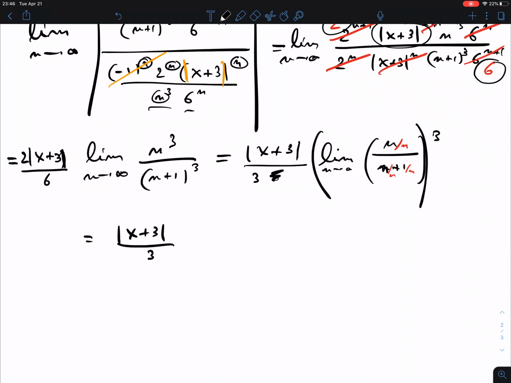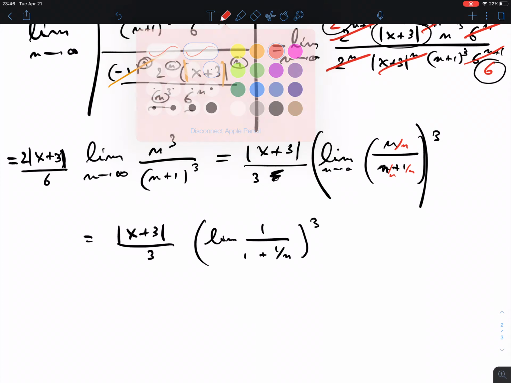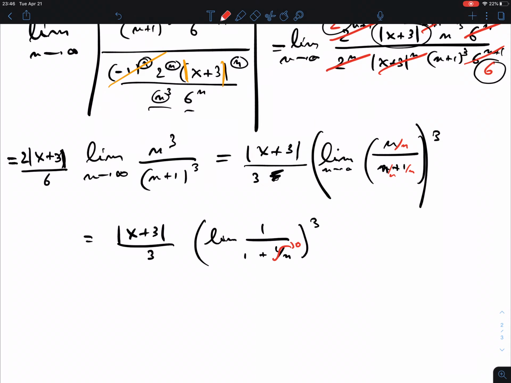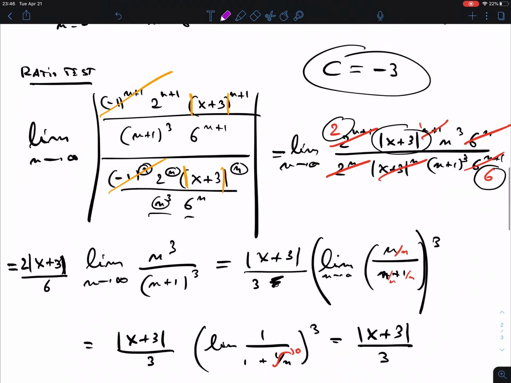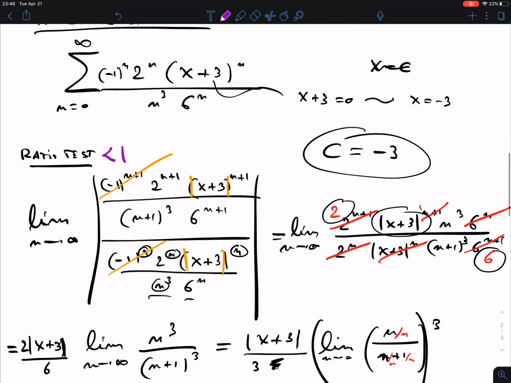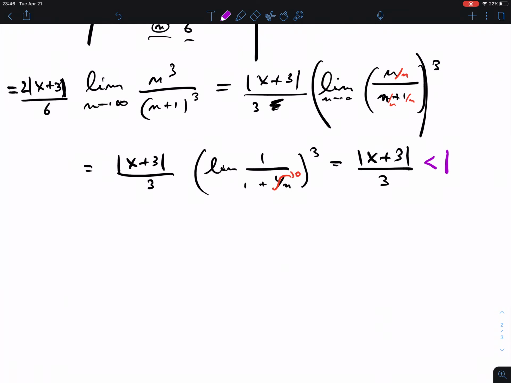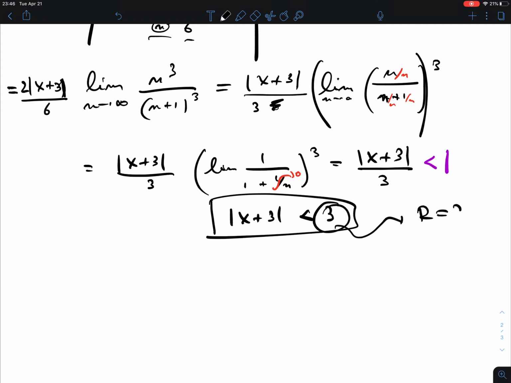Okay. All right, and so now this limit is the limit. We have a 1 over there, and (1 + 1/n) to the power 3. And so this 1/n goes to 0, and so this is actually just 1. Okay, so I'm not going to write this anymore. This is just (x+3)/3. Now, remember, in the ratio test, we put whatever limit we get less than 1. So we put this less than 1, and solve for x minus c, in this case x plus 3. So we have |x+3| less than 3, and so this is the radius of convergence.